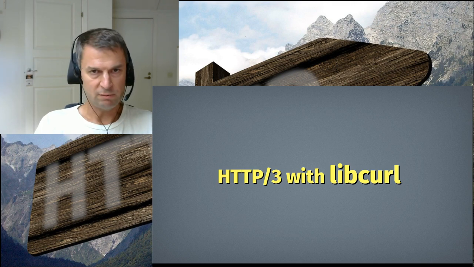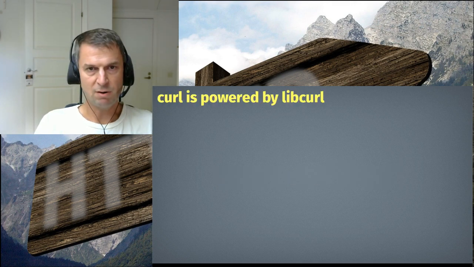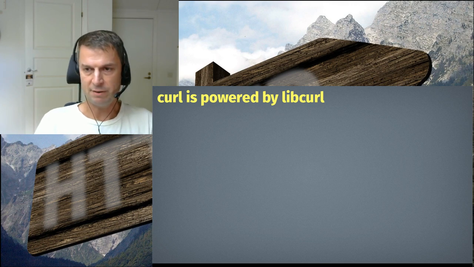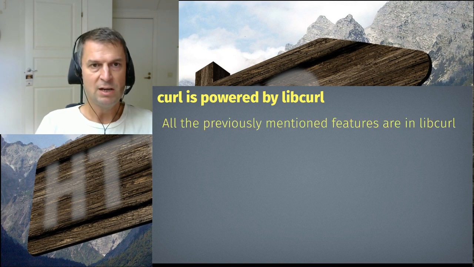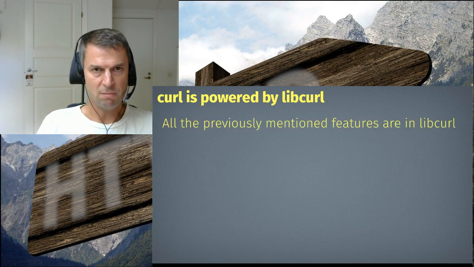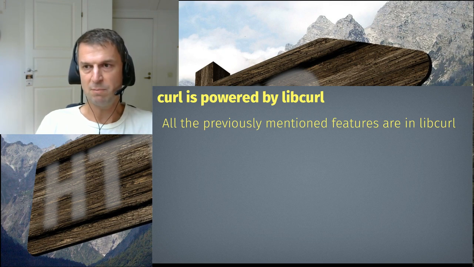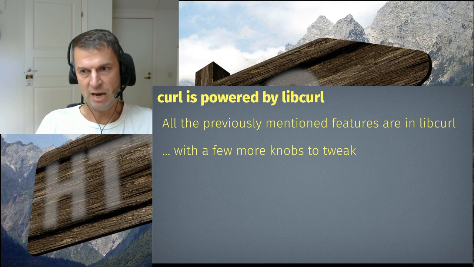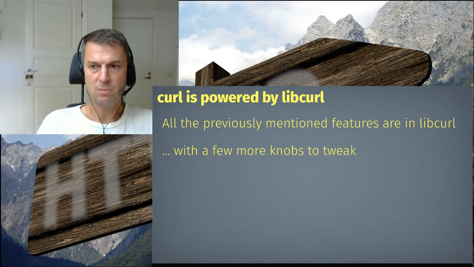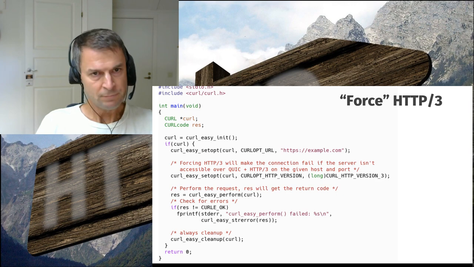HTTP3 with libcurl. How do you do it then? Like this, libcurl being the library. Most of what curl does is powered by libcurl, the library. So everything I mentioned up to here, HTTP3 and QUIC, is supported by libcurl because everything is done in libcurl, just activated by curl. So libcurl also provides a few more knobs to tweak so that you can change the behavior in a few more ways than the curl command line tool can, obviously, because it's an API with more flexibility.